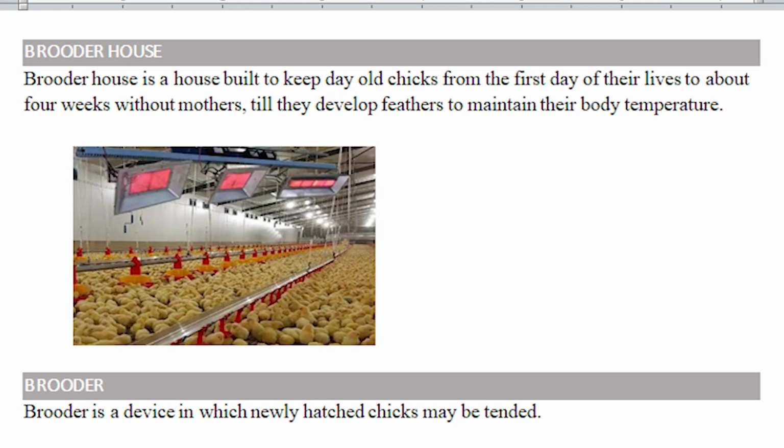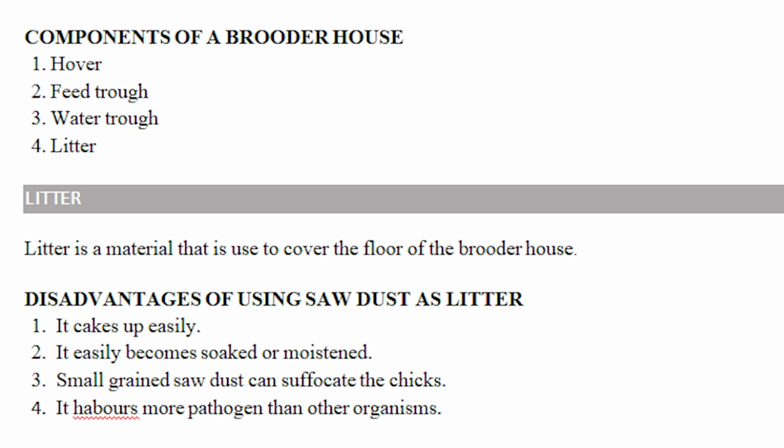Let us look at another term called brooder. A brooder is a device in which newly hatched chicks may be tended. Let us look at some components of the brooder house. Number one, hover. Number two, feed trough. Number three, water trough. Number four, litter. Let's take them one by one and discuss them.